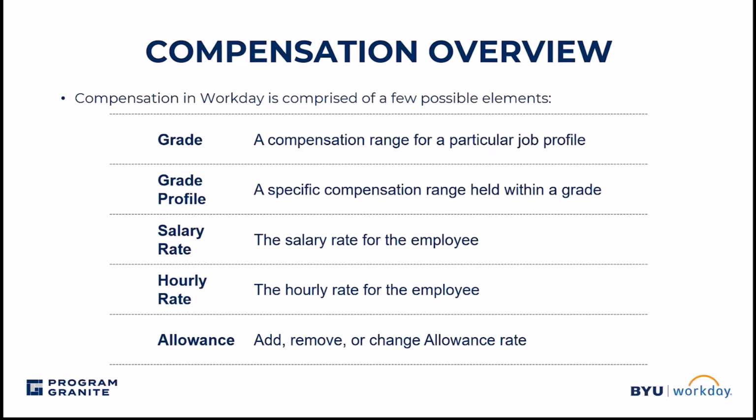So for a comp, there's a compensation grade, which is a range for a particular job profile. There's a specific compensation range held within a grade. You have a salary, an hourly rate, and then you can also have an allowance. Now, allowances are only available for staff or full-time faculty. You can't give a student an allowance. You cannot give an adjunct faculty an allowance. It's only for full-time faculty and staff.